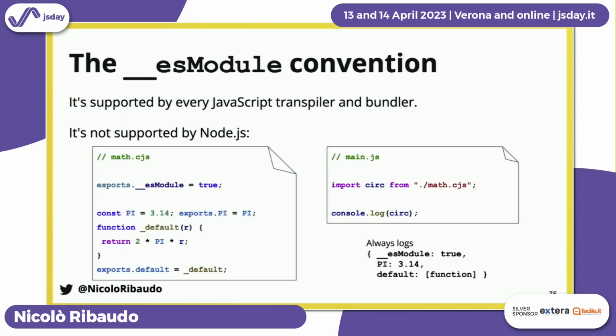So when you have, like, our math.commonJS module on the left, which was written as ESM and then compiled by Babel or something else, it has this underscore module property. And if in Node.js we try to import it, we see this object with the ES module flag, with pi, with default, instead of just having the default export.